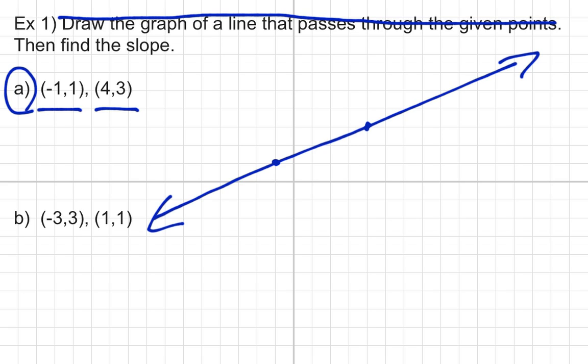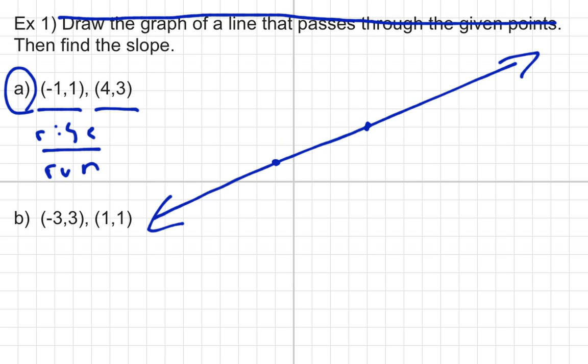It says then find the slope. So remember, slope is just going to be writing a fraction. I have to find out, and remember what we said was it's going to be rise over run. In slope are directions. I want to know how far up and how far over do I have to go to get from one point to another. Slope is just directions.